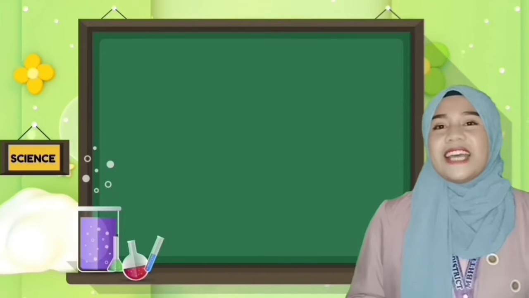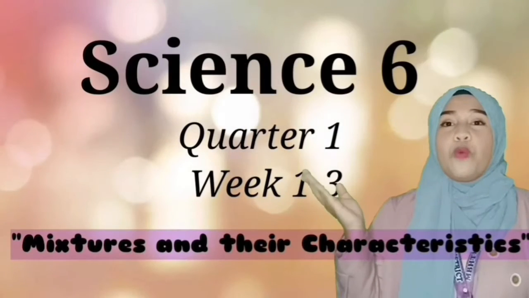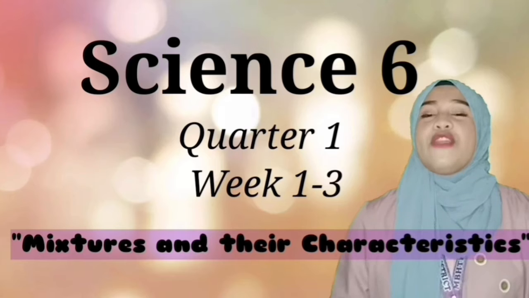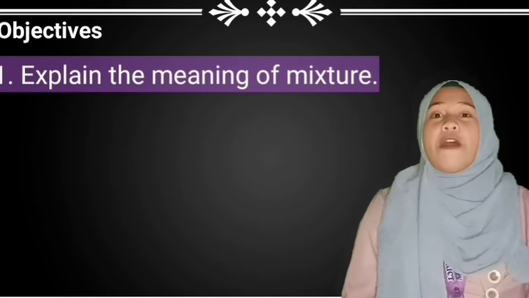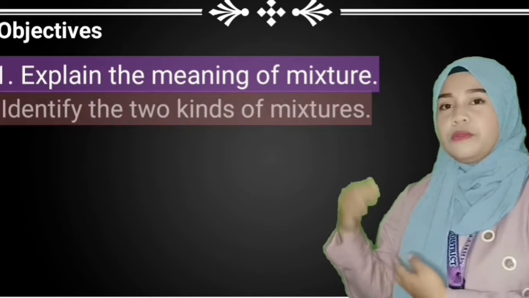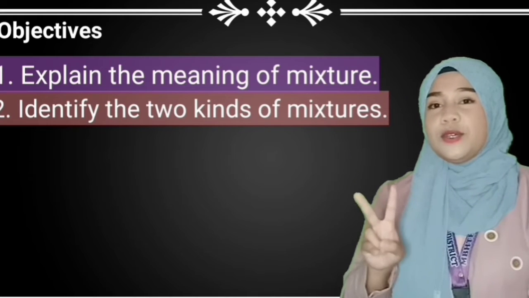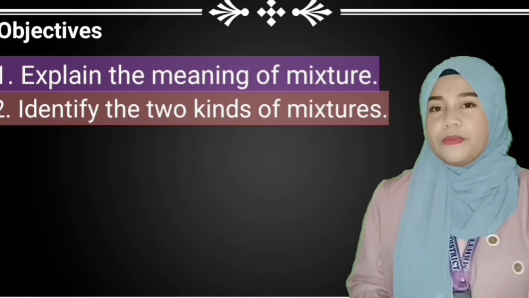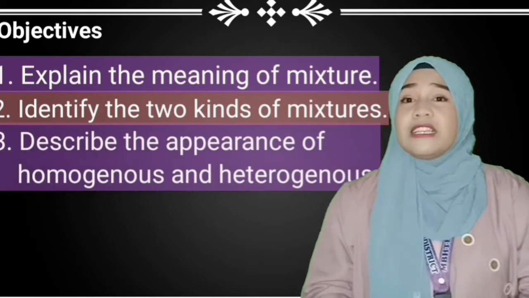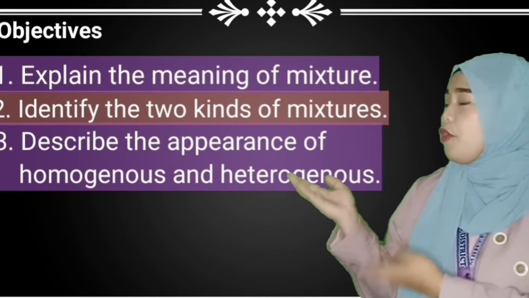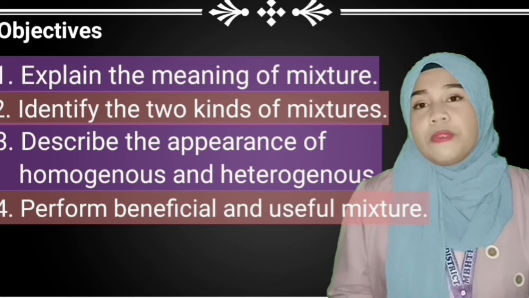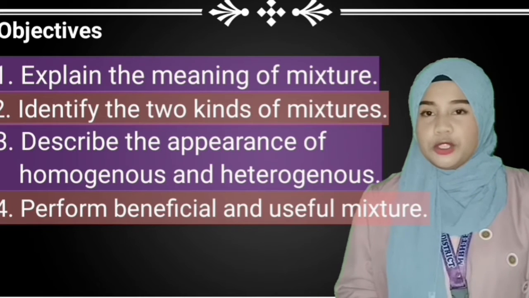Today, we're going to be discussing Science 6, Quarter 1, Week 1 to 3, Mixture and their characteristics. So here are the objectives of our lesson, and I want you to read after me. Number 1, explain the meaning of mixture. Number 2, identify the two kinds of mixture. Number 3, describe the appearance of homogeneous and heterogeneous. Number 4, perform beneficial and useful mixture.